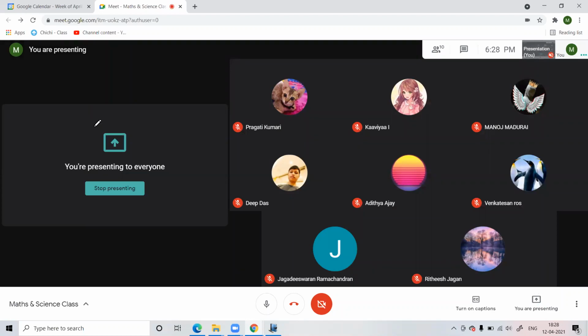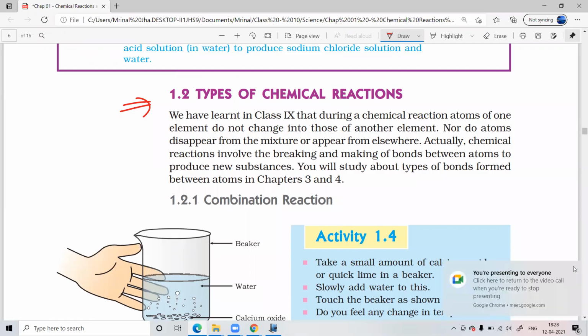Sir, can I? Yes, go ahead. Types of chemical reaction. We have learned in class 9 that during a chemical reaction, atoms of one element do not change into those of another element, nor do atoms disappear from the mixture or appear from elsewhere. Actually, chemical reactions involve the breaking and making of bonds between atoms to produce new substances. You'll study about types of bonds formed between atoms in chapter 3 and 4.